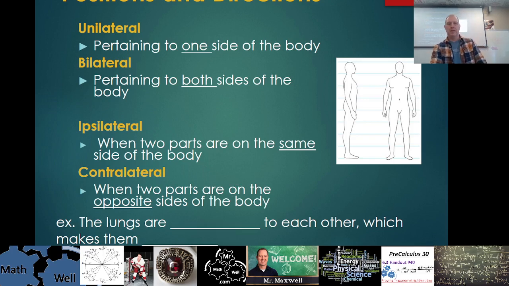Okay, the lungs. The lungs are blank to each other, which makes them blank. They're opposite, but which one of these four terms might go in there? Contralateral and then bilateral. Opposite is contralateral. So if you said lungs are opposite to each other, yes, but they are contralateral. That's the term that we would use. Which makes them what? Bilateral.